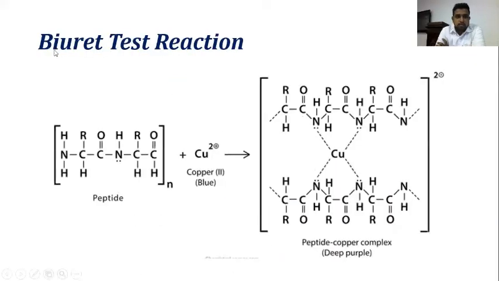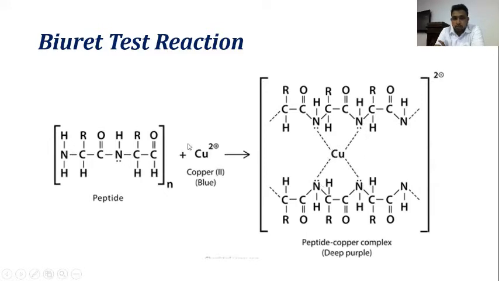So this is the Biuret test reaction. The principle behind Biuret test is that Cu2+ copper(II) ion can form a coordination complex with peptide bonds in an alkaline medium. So that's why we need to add sodium hydroxide. So that's the principle behind Biuret test. So that's the Biuret reaction.